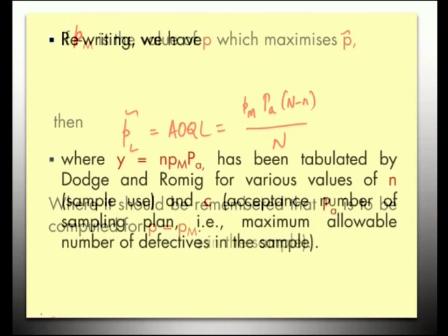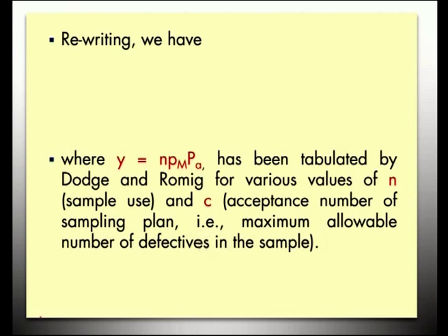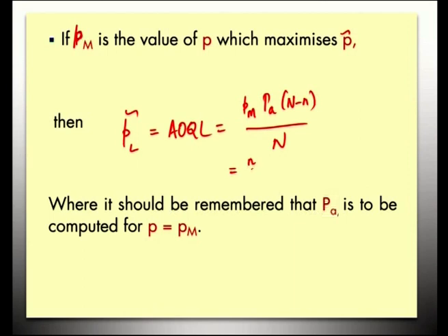Rewriting this equation again, AOQL becomes y by n into 1 minus n by capital N, where y is n Pm into Pa. The capital N minus n by n is taken into account, and multiplying and dividing by n, it happens like this: n Pm of Pa into, take this capital N outside, and it becomes 1 minus n by capital N.